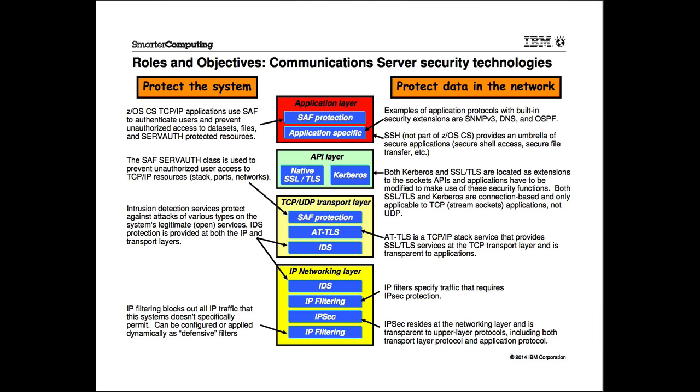Then to protect data in the network, we have a unique technology on our platform that I'll talk about more, called AT-TLS. That's Application Transparent TLS. It's a TCP/IP stack service that provides SSL services at the TCP layer transparently to applications. IP filters will filter traffic and require IPsec protection. And we also have IP security, which is a relatively standard technology for encryption and tunneling on the network.